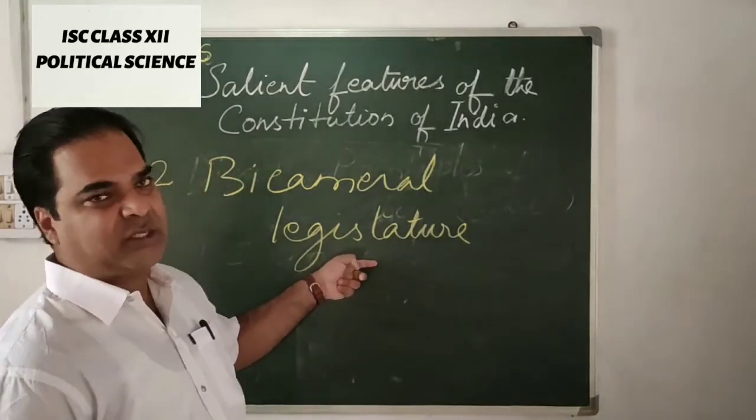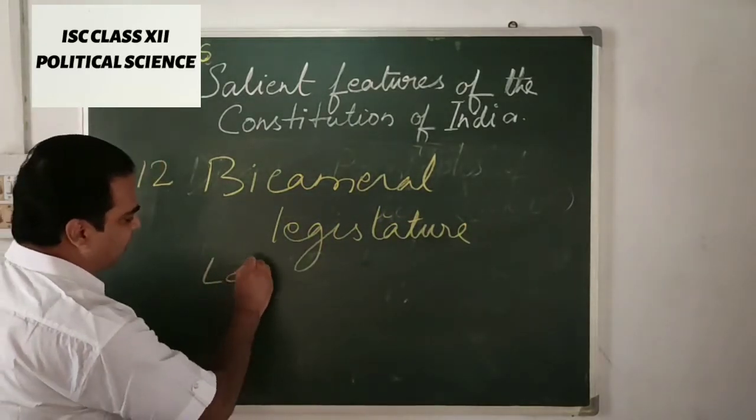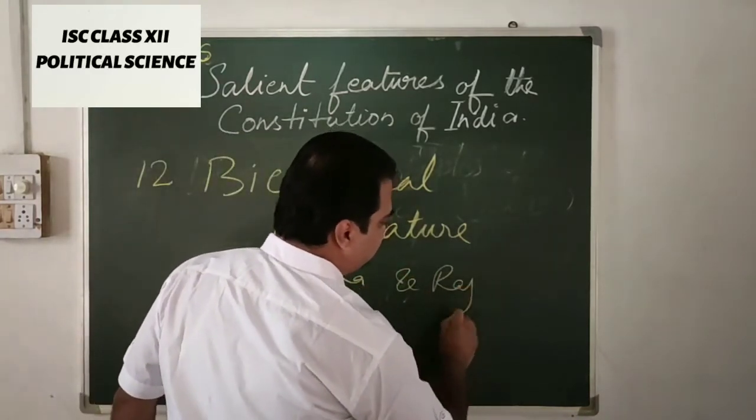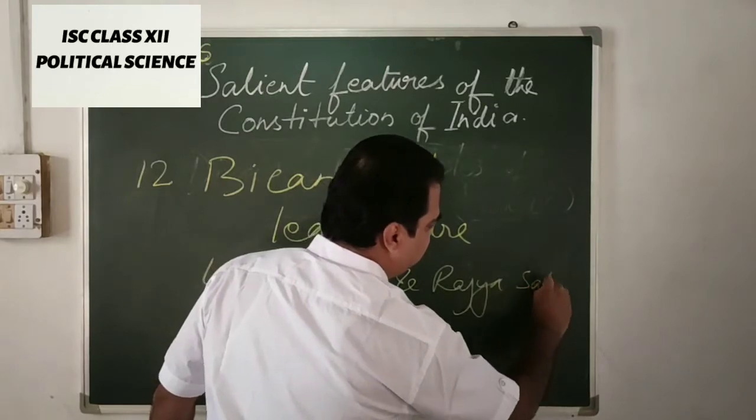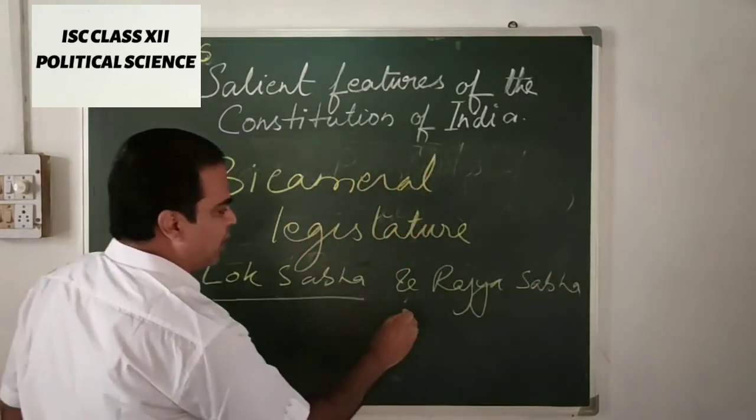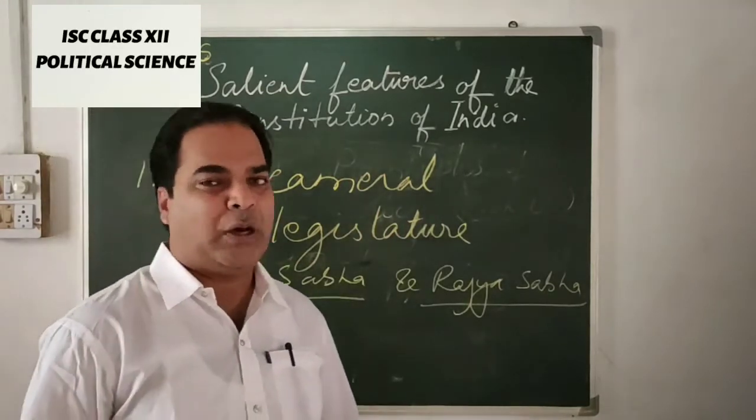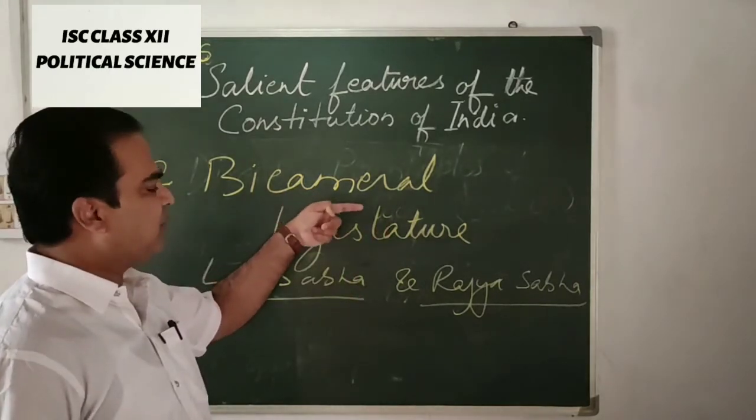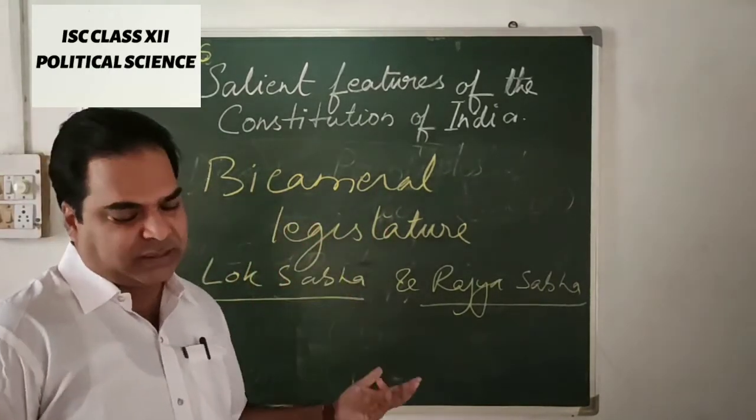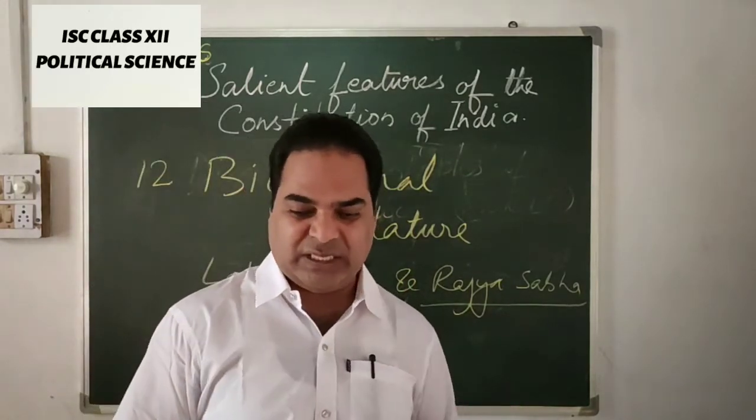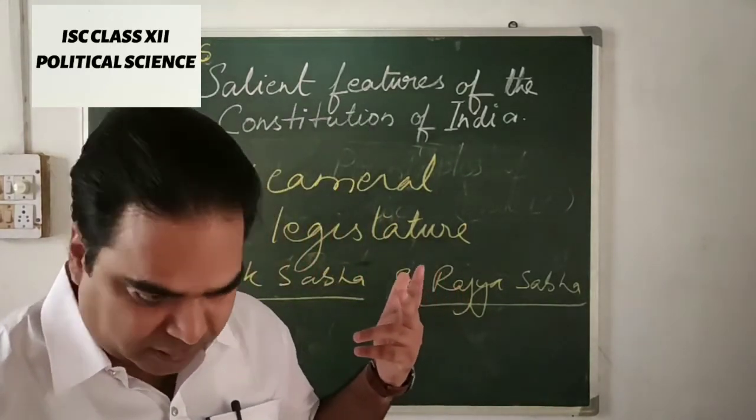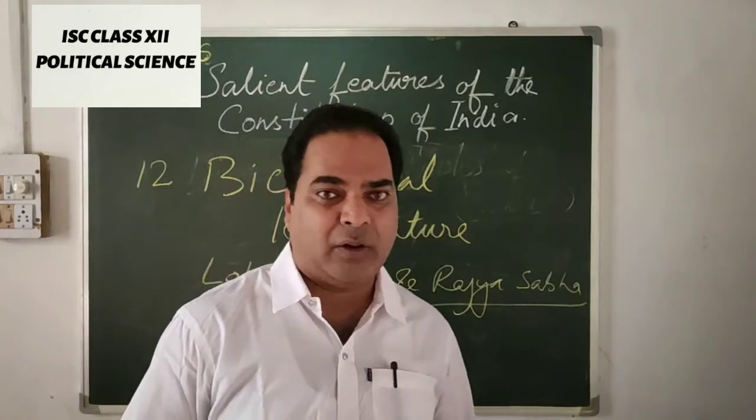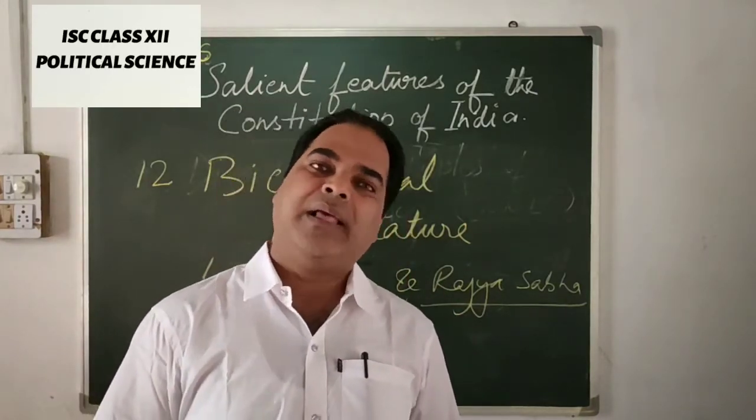We have two houses, Lok Sabha and Rajya Sabha. So what type of legislature do we have? A bicameral legislature. Bicameral means a country in which there are two houses in the parliament, Lok Sabha and Rajya Sabha. And a country where only one house is there is known as a unicameral legislature.